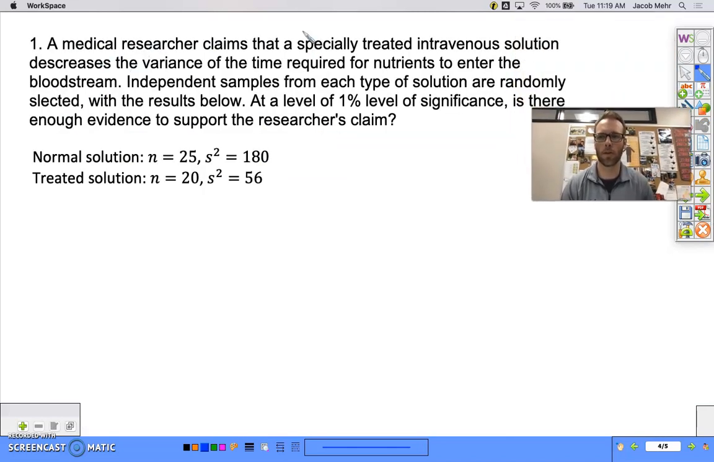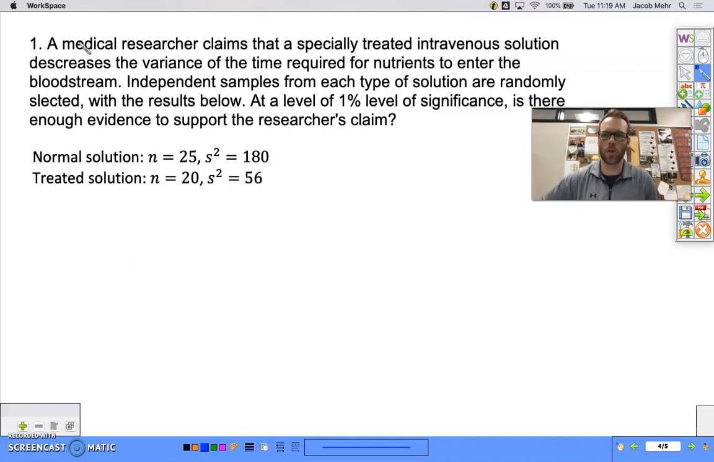So let's say a medical researcher claims that a specially treated intravenous solution decreases the variance of the time required for nutrients to enter the bloodstream. So we've got some solution. We want to know, hey, how long does it take for the nutrients that are in the solution to enter the bloodstream? Now, we're not looking at the mean length of time. We're talking about the variance. What does that distribution look like?